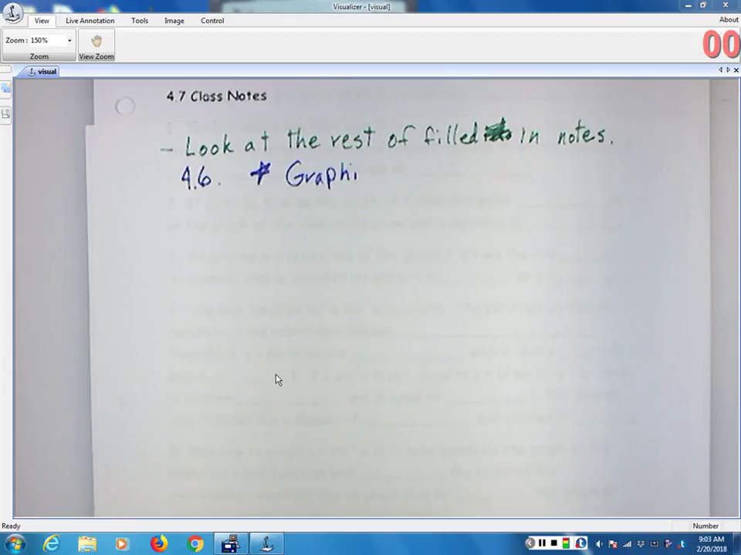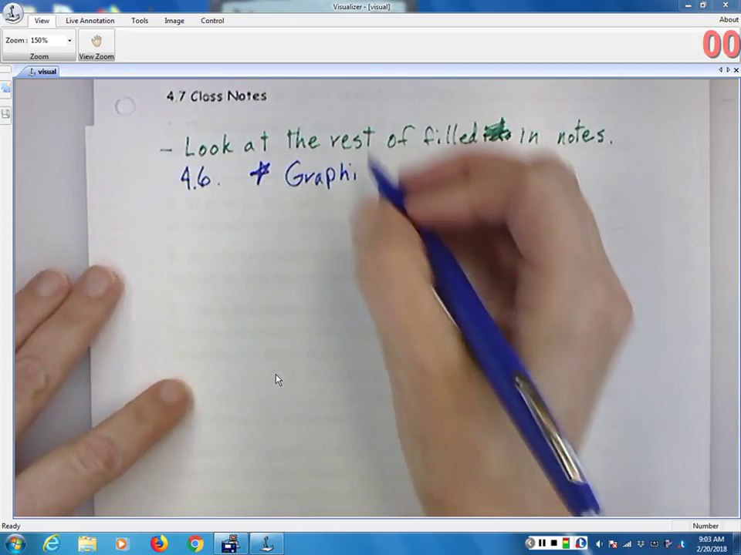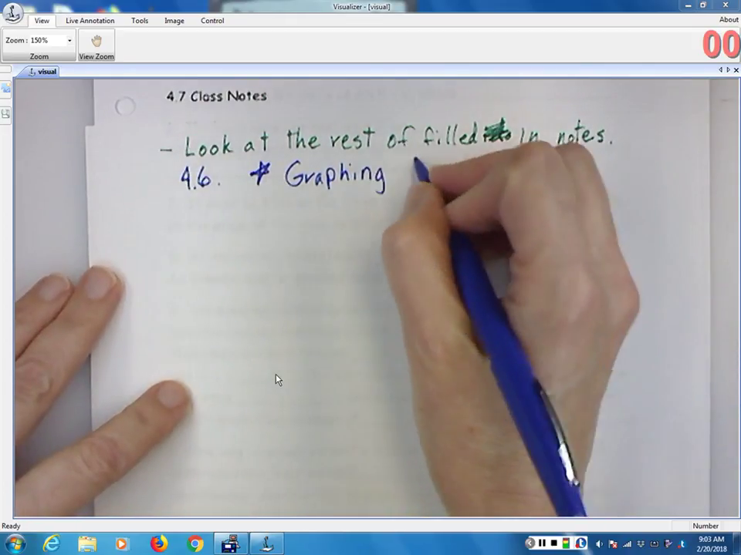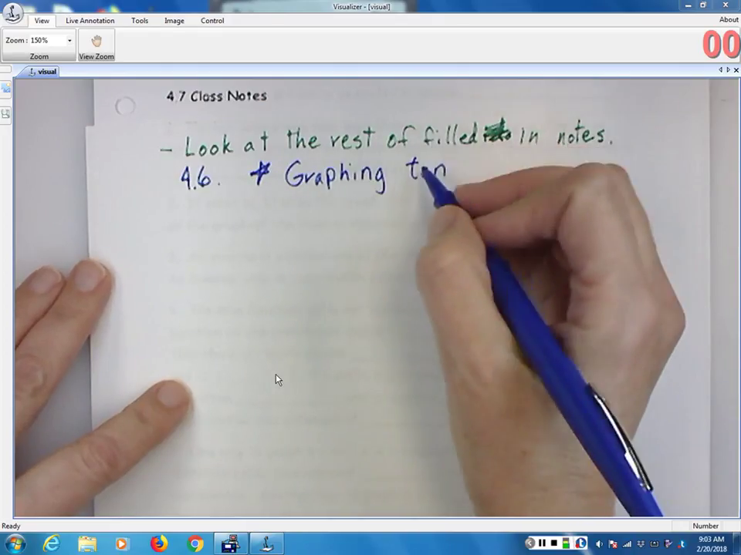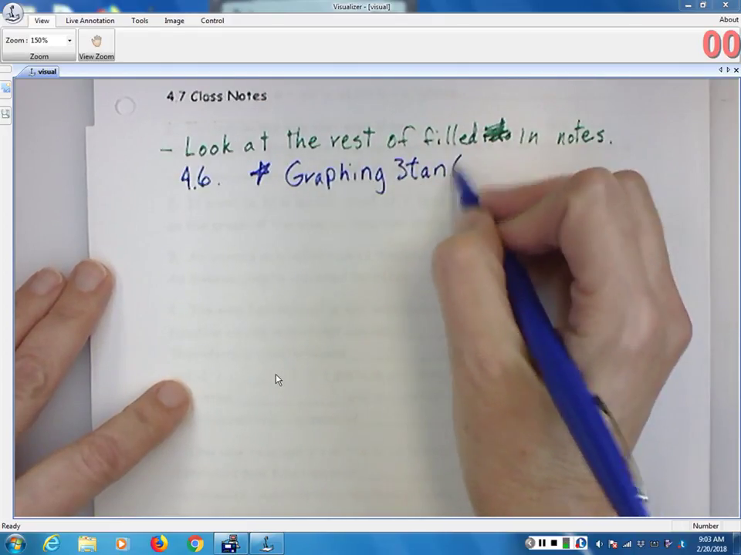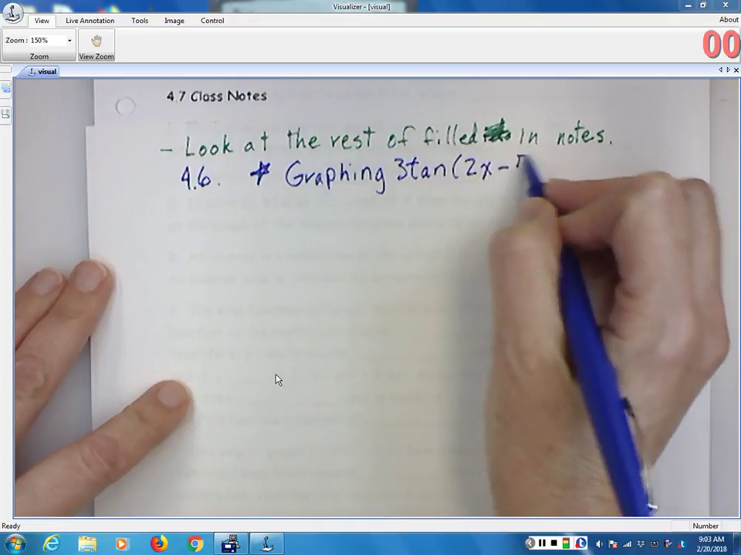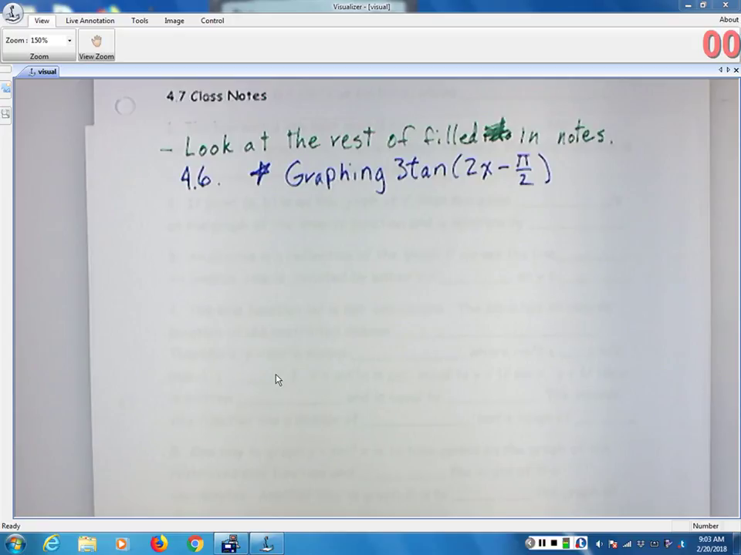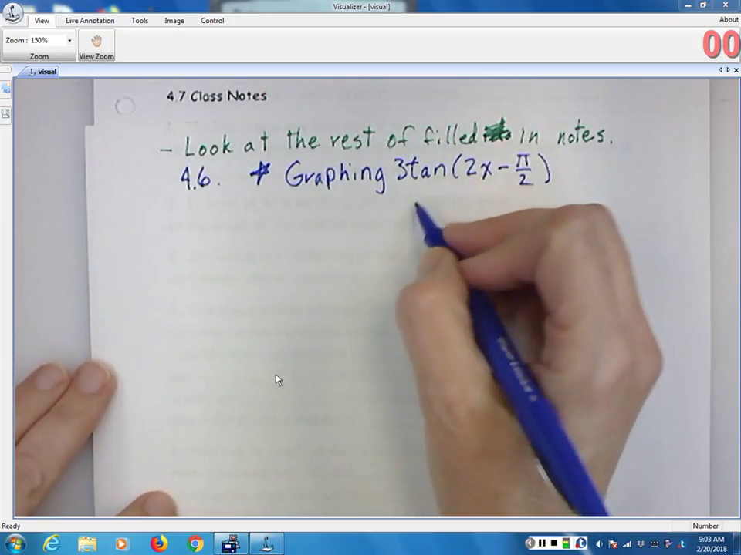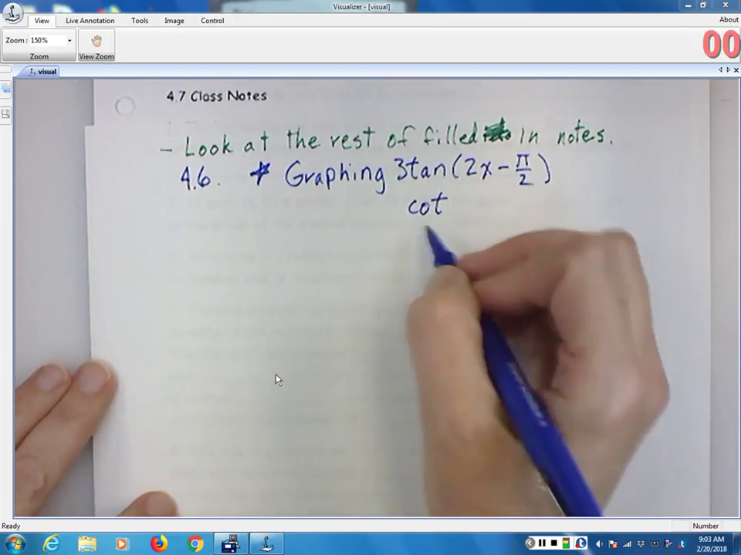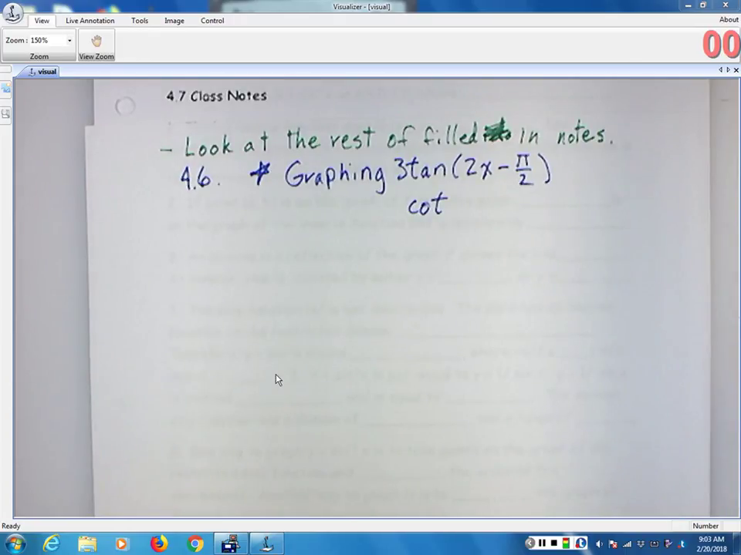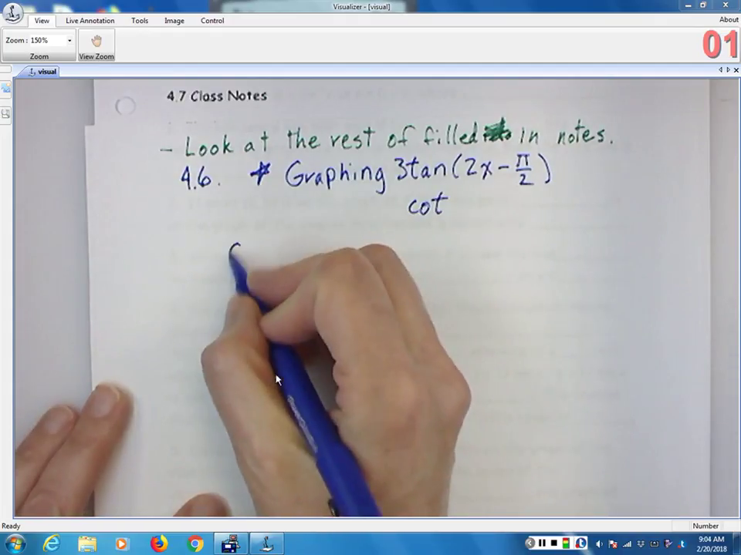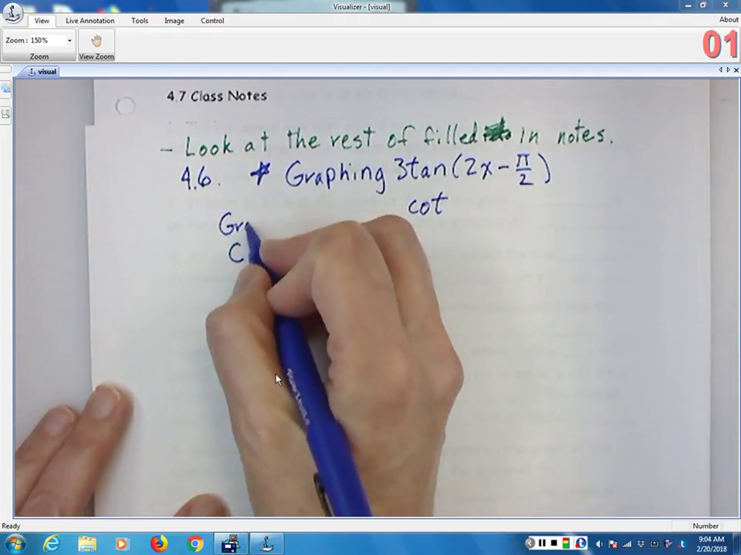And the most important thing in 4-6 is know how to graph tangent, something like 3 tangent of 2x minus pi over 2. Be able to do something like that. And we're graphing cotangent. So I'm going to talk about cotangent in a minute. Let's just graph plain old cotangent.